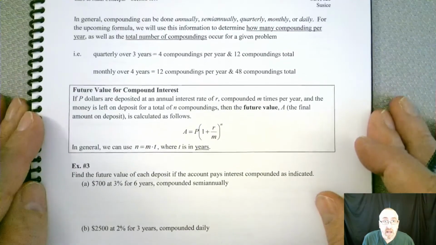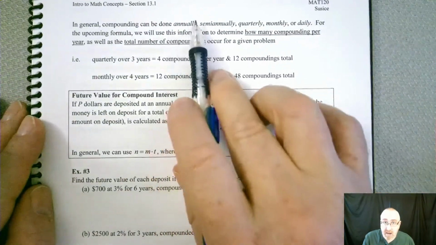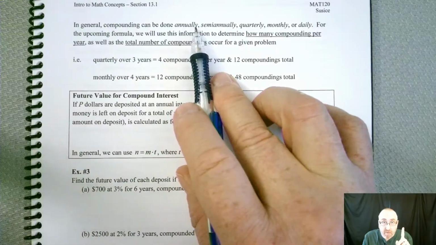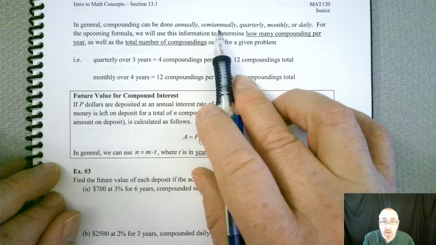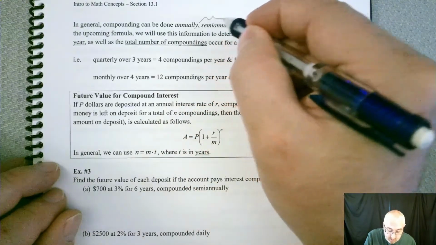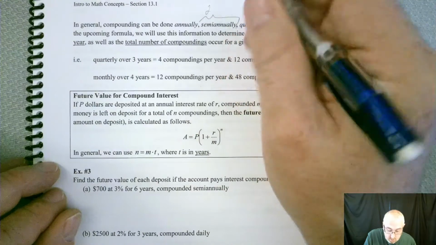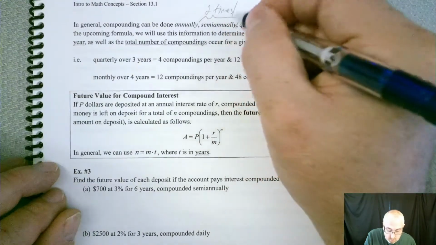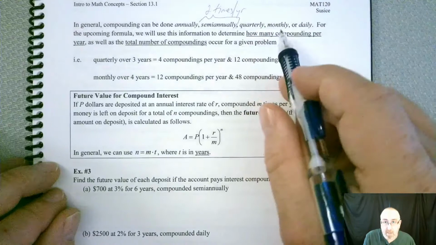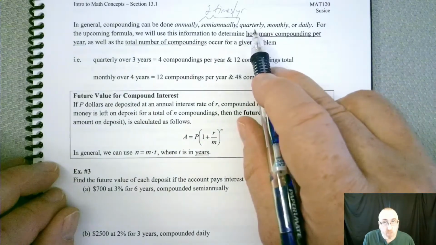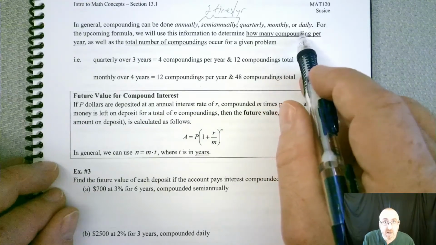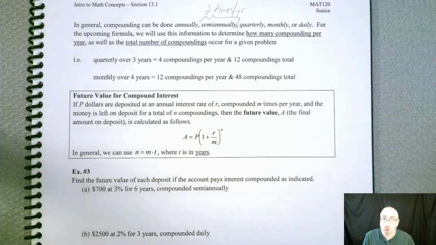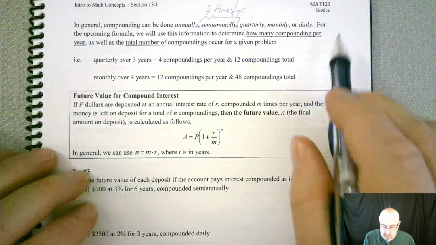So, in general, compounding can be done annually, so basically one time every year, which is the way we just did previously. Semi-annually, which is basically twice a year. And then quarterly and monthly and daily. So quarterly is 4 times a year, monthly is 12 times a year, daily is every single day. So in order to do this effectively, we just have to make sure we understand how these pieces are linked. So let's just take a look here.